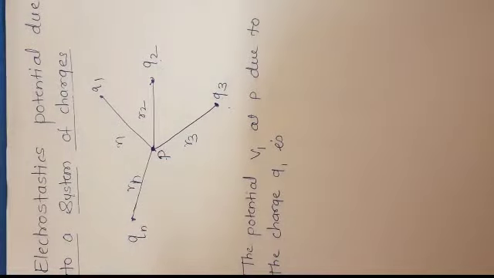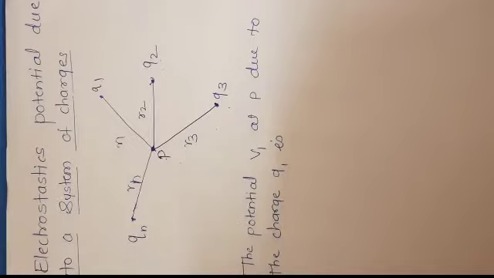Hello students, in the last video we studied the electric potential due to an electric dipole. According to that derivation, we derived that the electric potential is 1 upon 4 pi epsilon 0, p bar dot r bar upon r cube. Here we will derive the equation of electrostatic potential due to a system of charges.